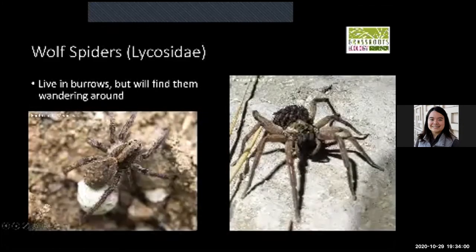So first we have our wolf spiders, and they are really adorable and they get really big. But what is really cool about them is that the female wolf spider will actually take care of her eggs, and her young, when they hatch, will actually stay on her abdomen until they are big enough to wander on their own. Wolf spiders are very common. I believe they're one of the most diverse families of spiders in the world, and so it's very hard to identify them to species.